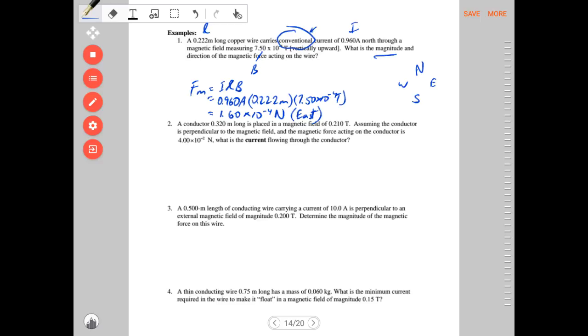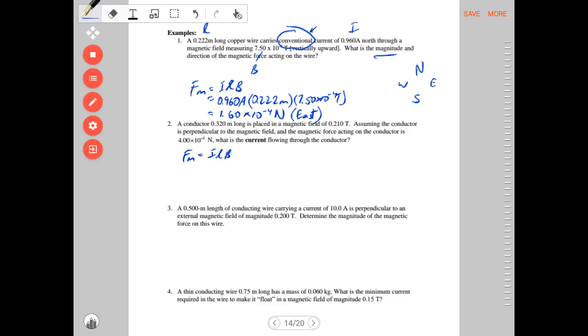So again, this is a BIL formula. We've got a force, we've got a length of wire, we've got a magnetic field. Really, the telltale difference between the two formulas is that one will have a length of wire, whereas the other one will have a charge, like a proton or electron just getting shot or moved. So again, length of wire, so this is a BIL formula. So Fm equals ILB.